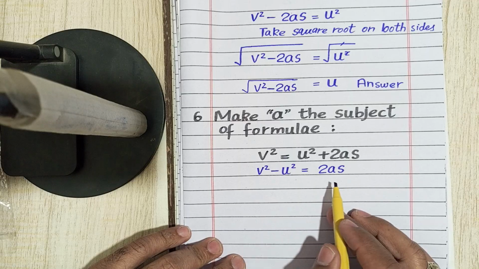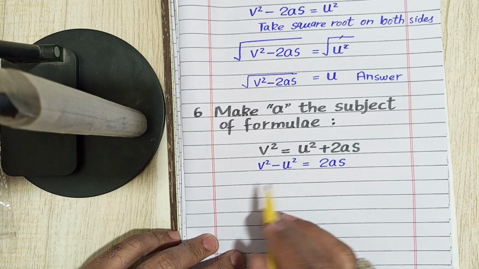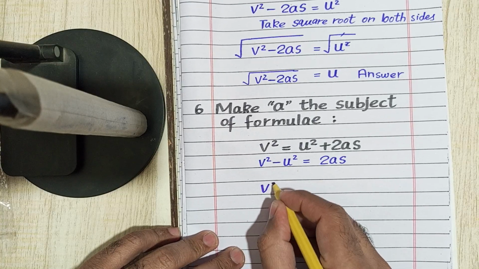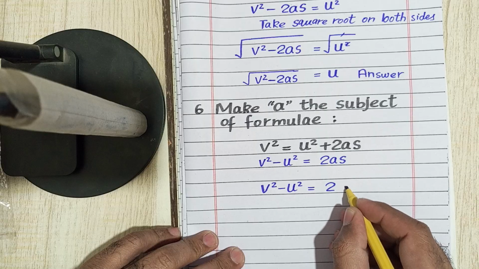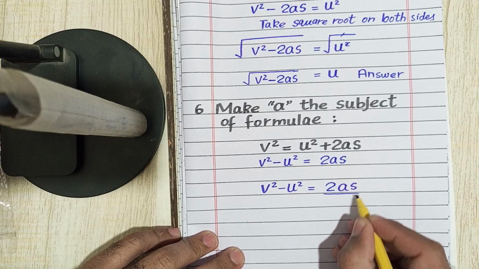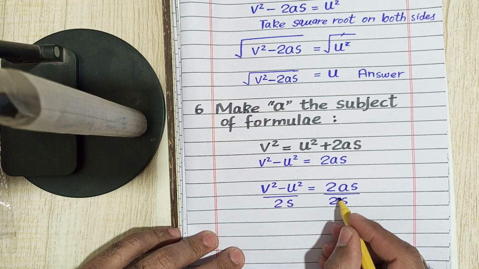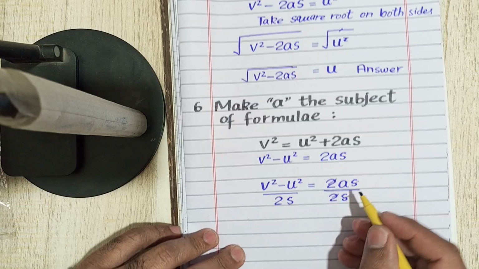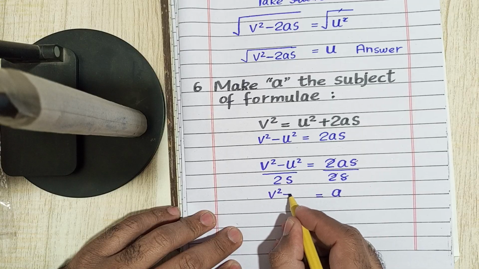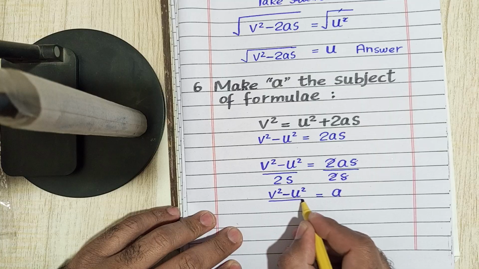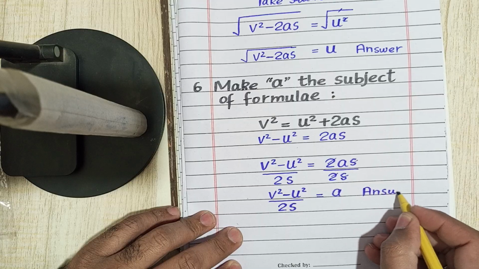So now we want to calculate the value of only a, but here we have 2s as an extra term. So now we divide both sides with this term 2s. So these two cancel with these two and s cancel with s. So we have only a. So a equal to v square minus u square over 2s. So this is our final answer. So I hope you got it.